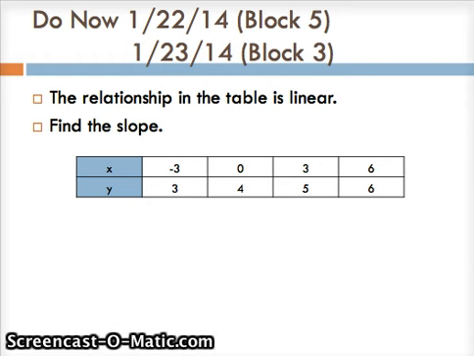Kareem? I kind of did mine the mental math way. I did 3 to 4 is 1, and then -3 to 0 is 3, and then I did 3 to 5 is 2, and then -3 to 3 is 6, and I used that fraction to get 1 over 3. Okay, I might need you to walk me back through that. I heard you say you went from 3 to 4, which was 1, and then from -3 to 0, which is 3.